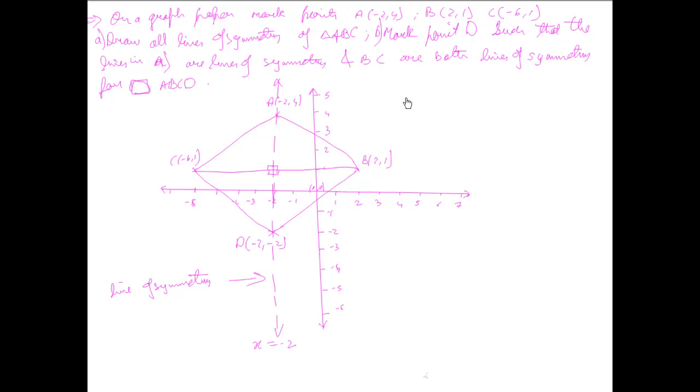Well, they haven't asked us for the name. If they would have asked us, we would have specified quadrilateral ABCD is a rhombus, and the lines of symmetry are x is equal to negative 2 and y is equal to 1. Thank you, children.